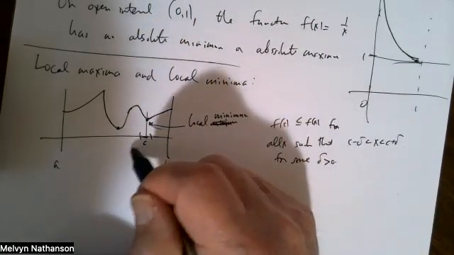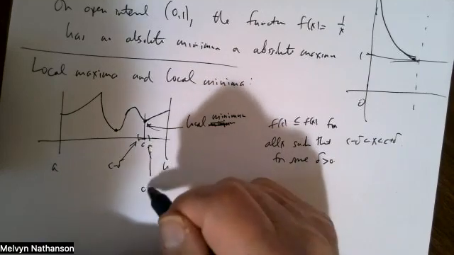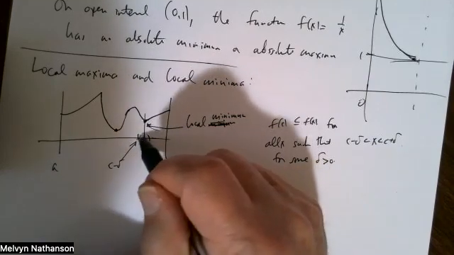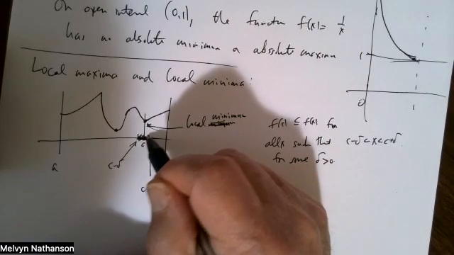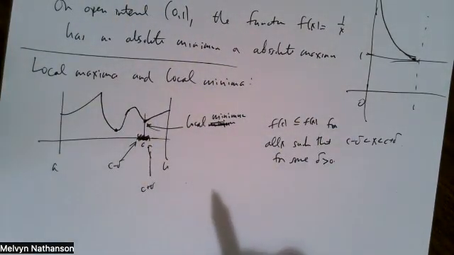So this would be the point c minus delta. This would be the point c plus delta. And we're looking at that interval. And in that interval, the function is smaller there than it is anywhere else.